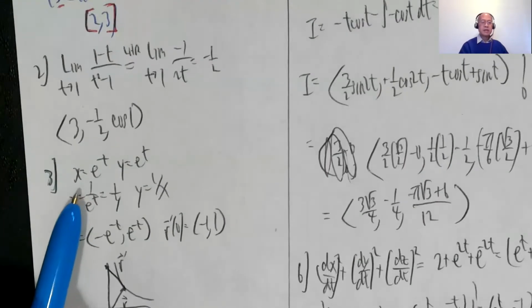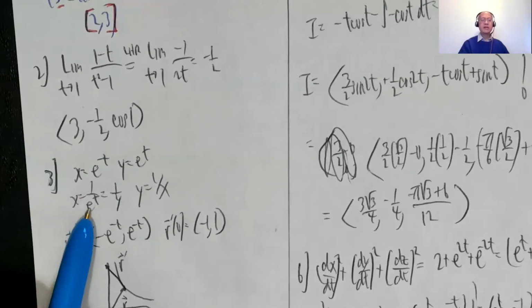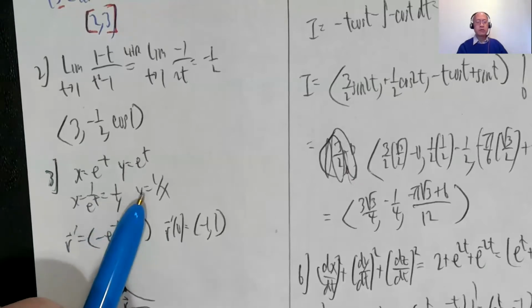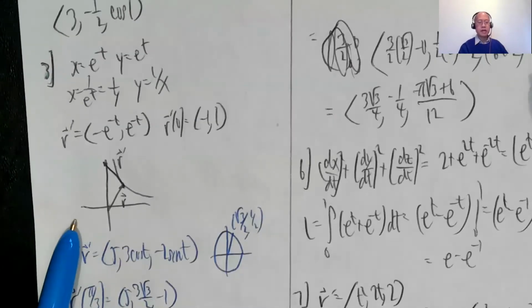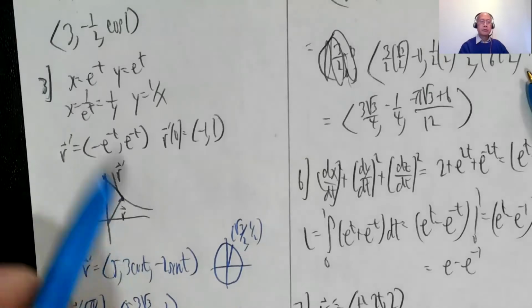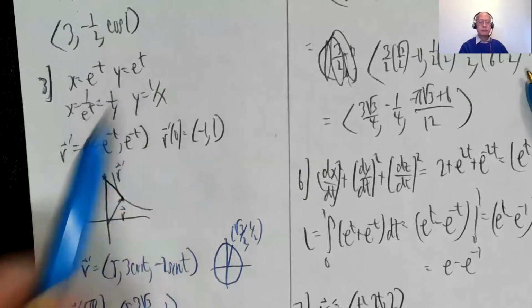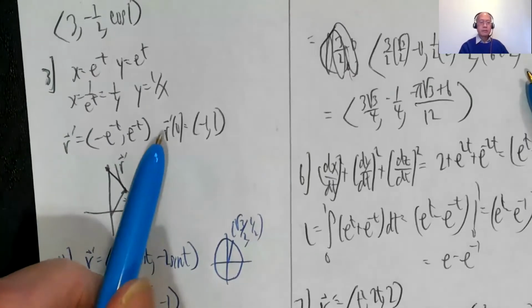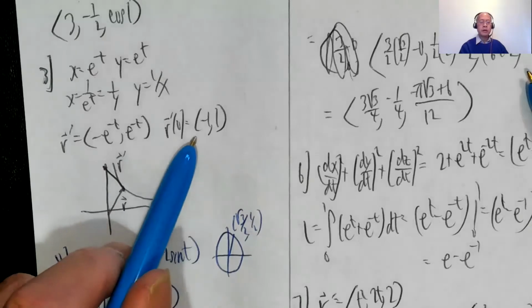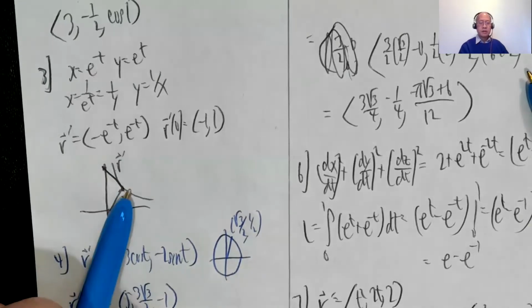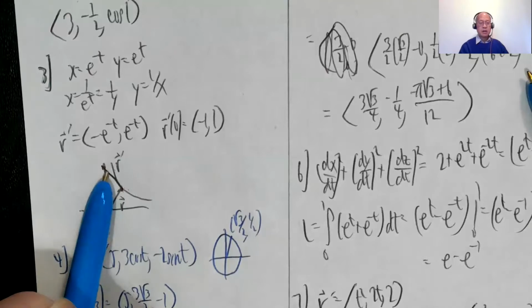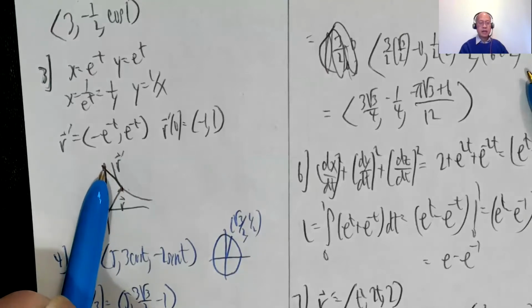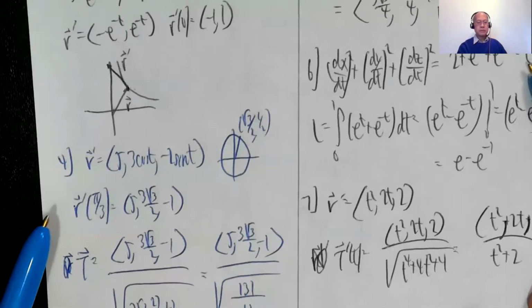Number 3, x is equal to 1 over e to the t, which is 1 over y, or y equals 1 over x, which has a branch in the first and third quadrants. But in this case, you cannot have a third quadrant graph because exponentials are always positive. Okay, plug in 0, you get -1, 1. So r prime looks like that. Position vector looks like that, but the direction vector, tangent vector looks like that.